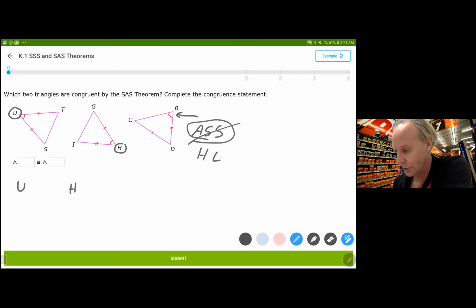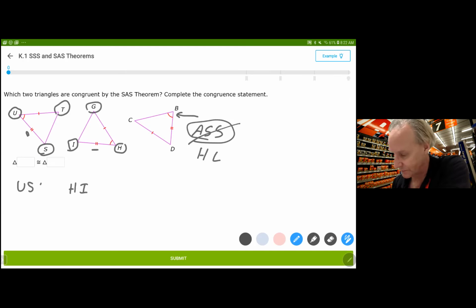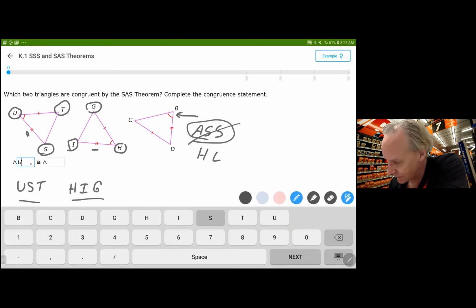So I have the H and the U, and now I want the I to be associated with the S, don't I? S goes with I. And the reason I know that is because these marks indicate that those two sides are congruent. And of course, the T goes with the G. And there we have it. It doesn't matter if you put TSU or SUT or whatever, just make sure that the other one is in the correct order so that the vertexes match up. So that's it. Let's put it in. We have UST and HIG. And there we have it.